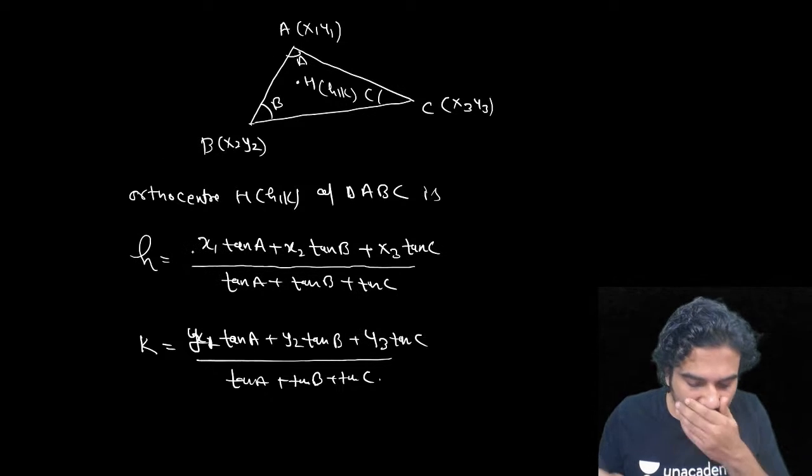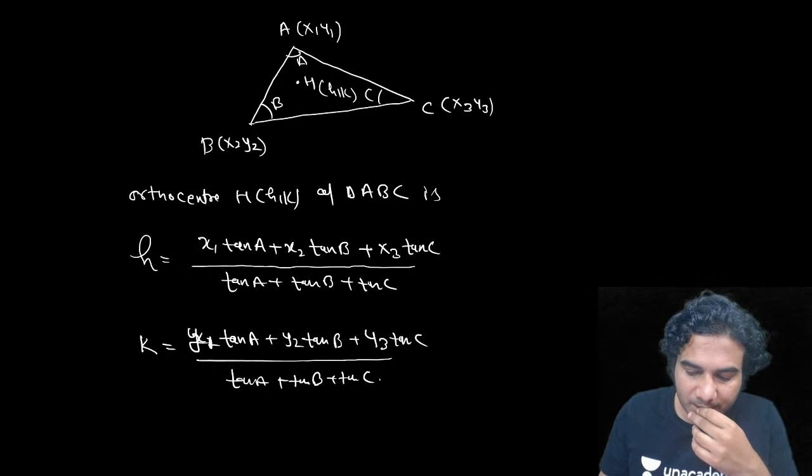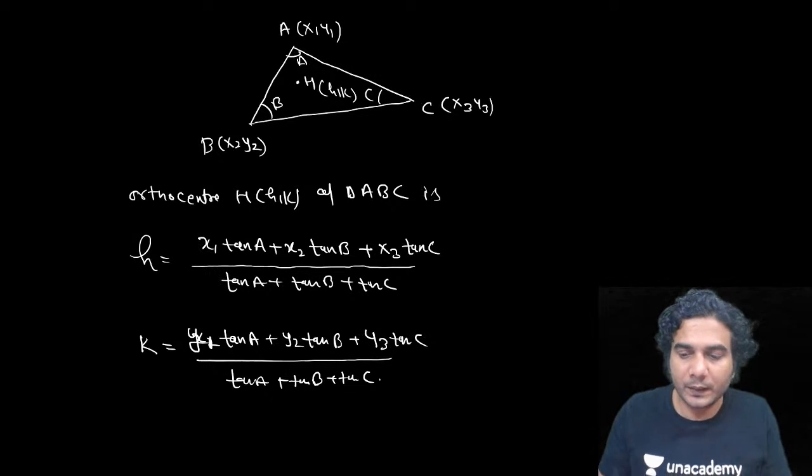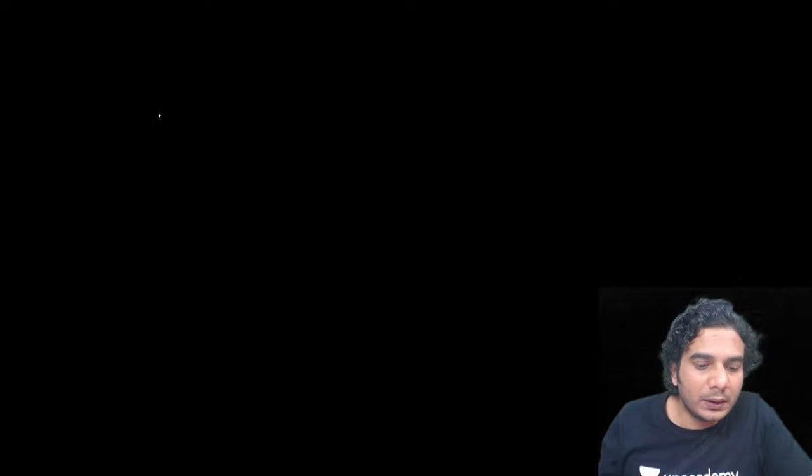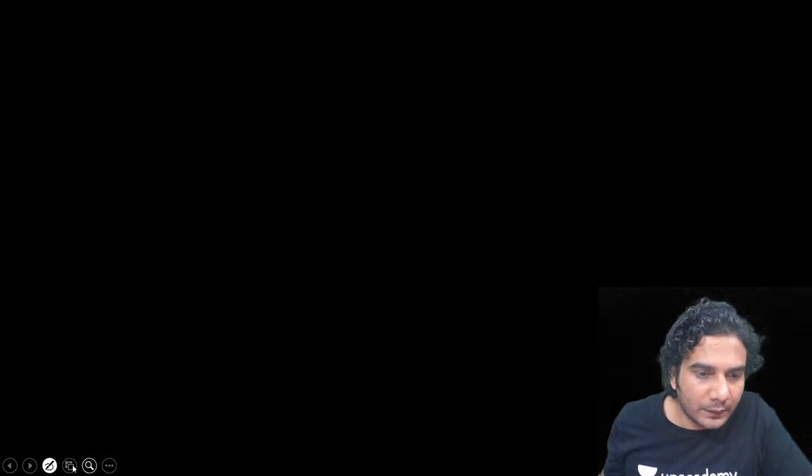Now, let me tell you one more point, and this is an important point. I'm telling you a few relations. First of all, in an equilateral triangle, all centers coincide. If this is an equilateral triangle ABC, then A is equal to B is equal to C.